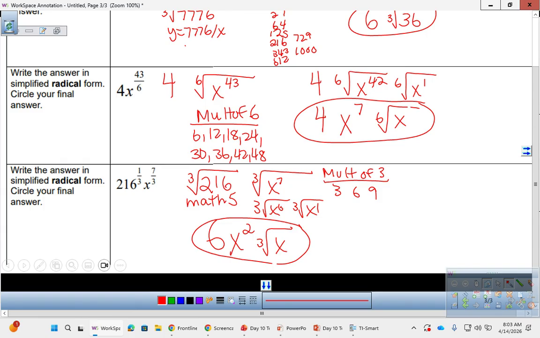If it has an x, you got to use the y equals screen. If it doesn't have an x, you use the home screen. All of the answers we just went over are in radical form because they end up in roots. Does anybody have questions? Okay.